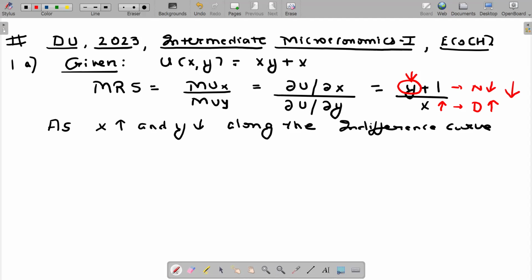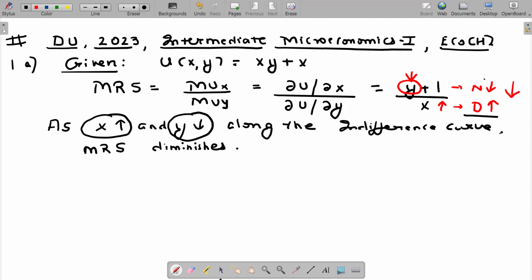So as x increases and y falls along the indifference curve, MRS diminishes. That means along the indifference curve, we have shown that the MRS is diminishing because MRS is y plus 1 by x. As x increases, denominator increases. As y falls, numerator falls. When numerator falls and denominator goes up, the whole fraction falls. So MRS falls. So we have used intuitive reasoning for this.